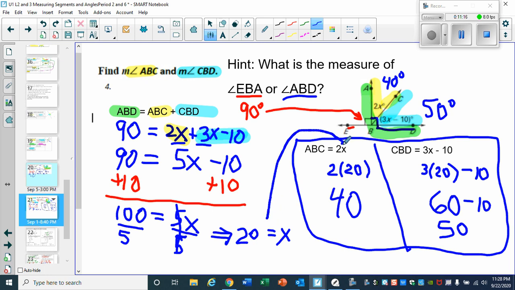And similar to the other problem, substitute for your x in both 2x and 3x minus 10, and then you get your result. 2 times 20 is 40. So that's ABC. And CBD is 3 times 20 minus 10. 60 minus 10, which is 50.